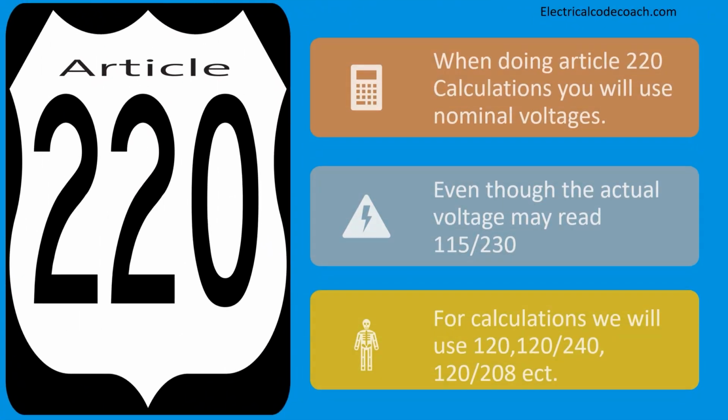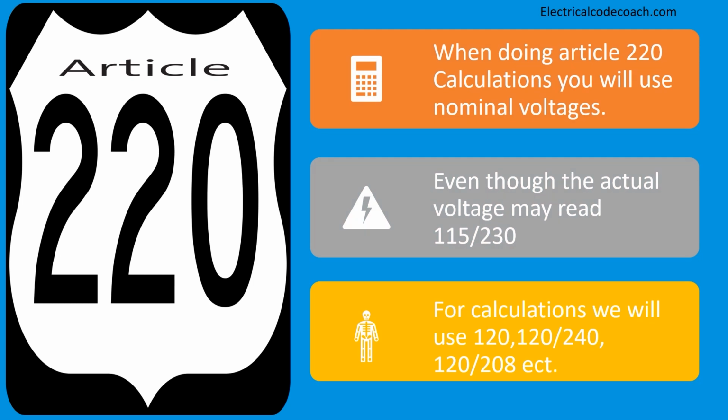All right, so when doing Article 220 load calculations, we're going to be using nominal voltages. So even though the actual voltage may read 115 to 230 on a given system, for our calculations, we're going to be using nominal voltages. We're going to be using 120, 120/240, 120/208, etc. Okay, so we're not going to be using actual readings. We're going to be using nominal voltages.